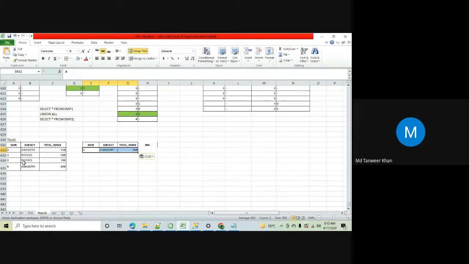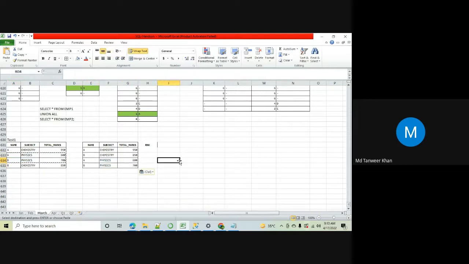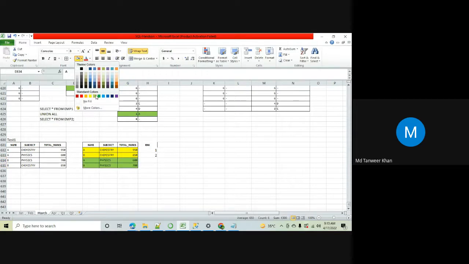This is the data of chemistry, and this is physics. I just copy pasted here, nothing I have done. After this, what I'm trying to do is give a ranking based on subject. For each and every subject, I'm trying to give a ranking. For chemistry, the one who has scored the highest marks gets rank 1, and the second highest gets second rank. And then for the other partition of subject, that is physics, create ranking again.